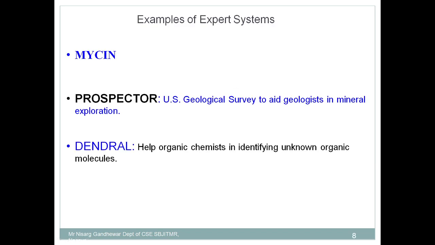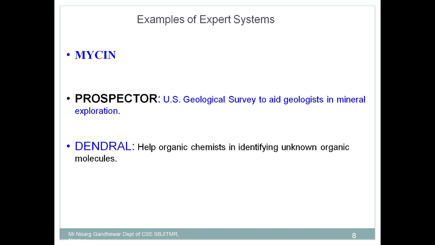Next, what are the different examples of expert systems? I already gave you the idea about Mycin. Mycin is an expert system developed to emulate knowledge in the medical field, to diagnose diseases. Then Prospector is another expert system, developed for geological survey to assist the geologist.